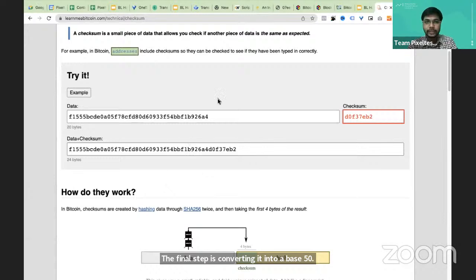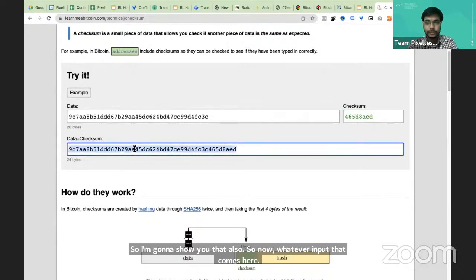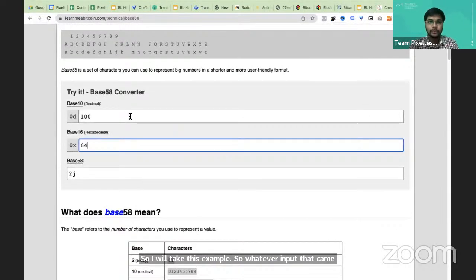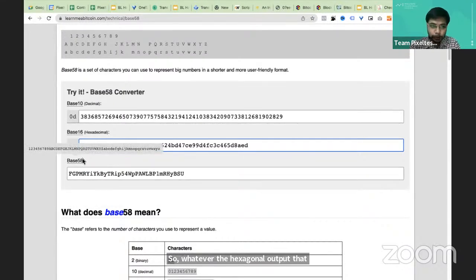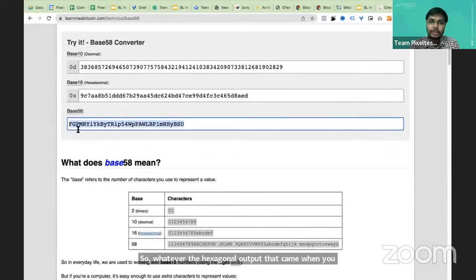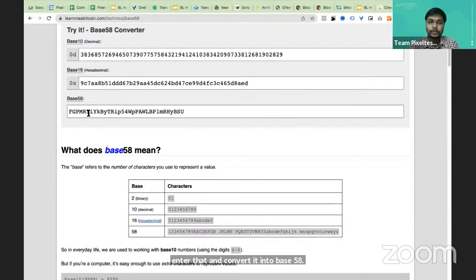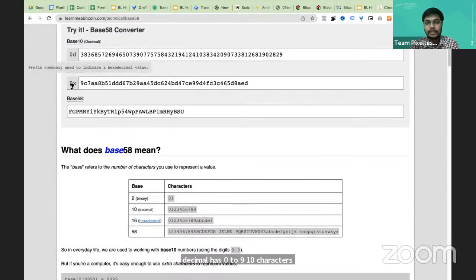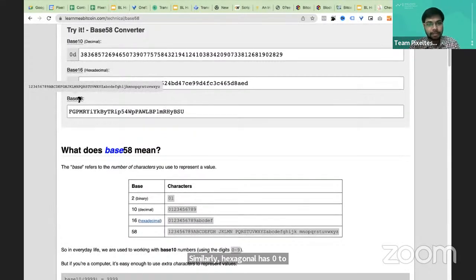Now whatever input comes here, I'm going to take this example. Whatever input that came here goes into base 58, right? Whatever hexadecimal output came, when you enter that and convert it into base 58, the wallet address is then generated. So this is going to be the wallet address. If you understand the base 58 system, it will have 58 characters, because decimal has 0 to 9, hexadecimal has 0 to 15, 16 characters. Similarly, base 58 will also have 58 characters, right?